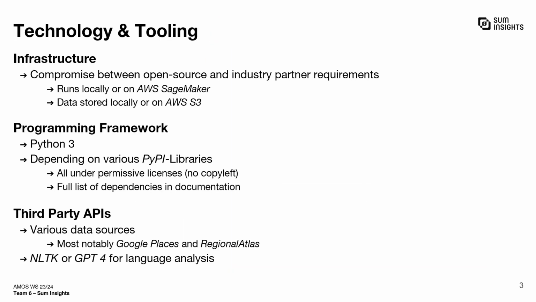To satisfy both the open source requirements of our AMOS lecture and also the requests of our industry partner, our application can be run either locally or on Amazon AWS. Our entire project is built on top of Python 3. We also use various open source libraries from the Python package index as dependencies. Besides, we also rely on numerous third-party APIs, most notably Google Places API and Regional Atlas. There's also a possibility to run a review sentiment analysis using either NLTK or GPT-4.